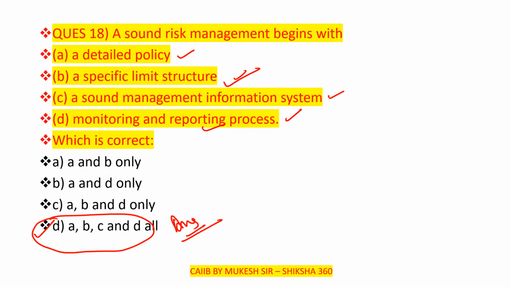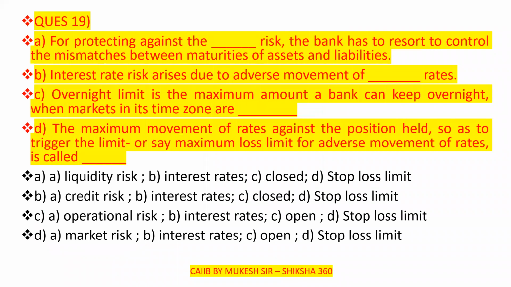Now move to the next question, question number 19. Very, very important. This is also from chapter number 2. You will definitely get this question in any of the sets. It is regarding the different types of risk. Let's discuss one by one. First of all, I will go with option C, which is the most important. Let's discuss overnight limit.